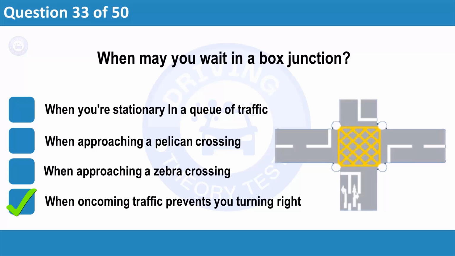The purpose of a box junction is to keep the junction clear by preventing vehicles from stopping in the path of crossing traffic. You mustn't enter a box junction unless your exit is clear. However, you may enter the box and wait if you want to turn right and are only prevented from doing so by oncoming traffic.